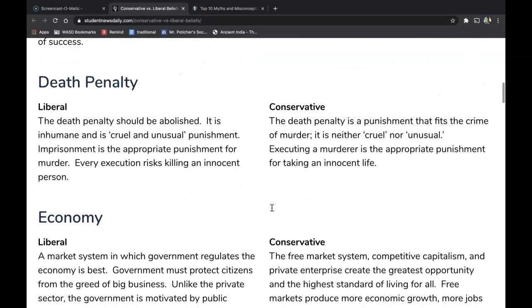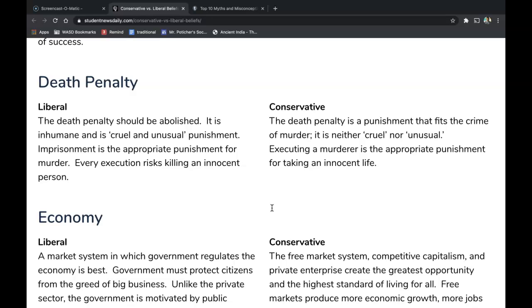On the issue of the death penalty, liberals might say that the death penalty should be abolished. It is inhumane and is cruel and unusual punishment, and imprisonment is the appropriate punishment for murder. Every execution risks killing an innocent person. Conservatives, on the other hand, would say that the death penalty is a punishment that fits the crime of murder. It is neither cruel nor unusual, and of course executing a murderer is the appropriate punishment for taking an innocent life.